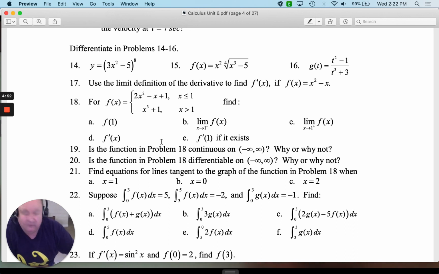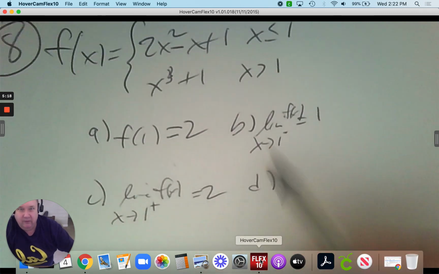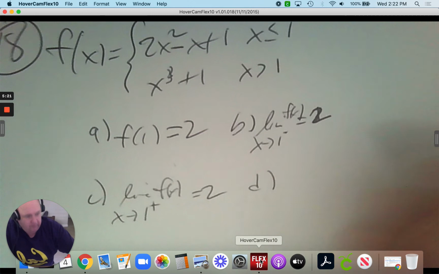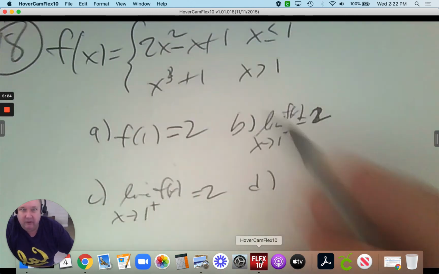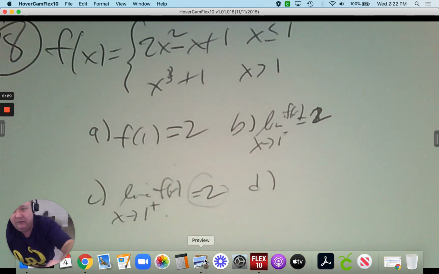So the limit as x approaches 1 from the left, the answer is 2. How about the limit as x approaches 1 from the right side. So from the right, plug in 1, and 1 cubed plus 1, that's 2. So f at 1 is 2. Again, this answer is 2. So 1 from the left, if you plug it in, you get 2. 1 from the right, you get 2. So are they approaching the same y value? Yes.